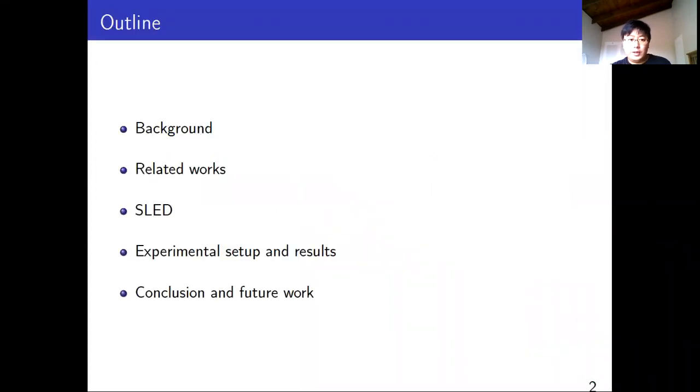So this is the outline of my presentation today. I'm going to first give you a little bit of background of the study, and then I'm going to talk about some of the related works. After that, I'm going to introduce the proposed method SLED, followed by the experimental setup and the results. Finally, I'm going to talk about the conclusion and the future work.